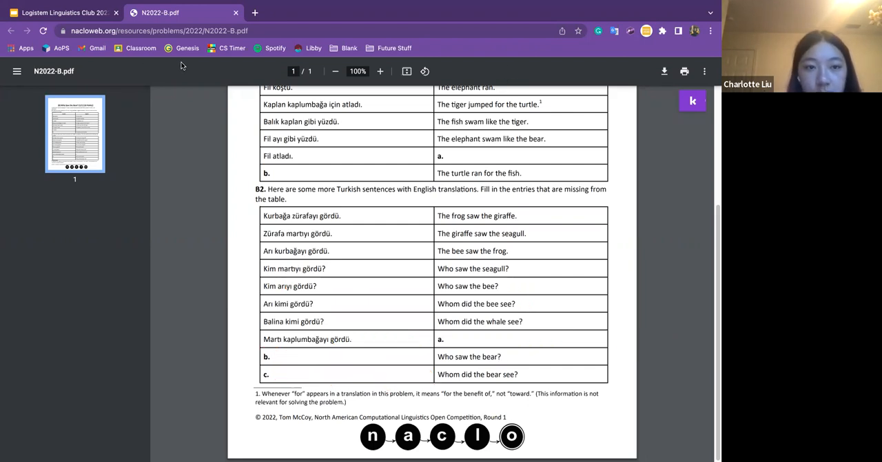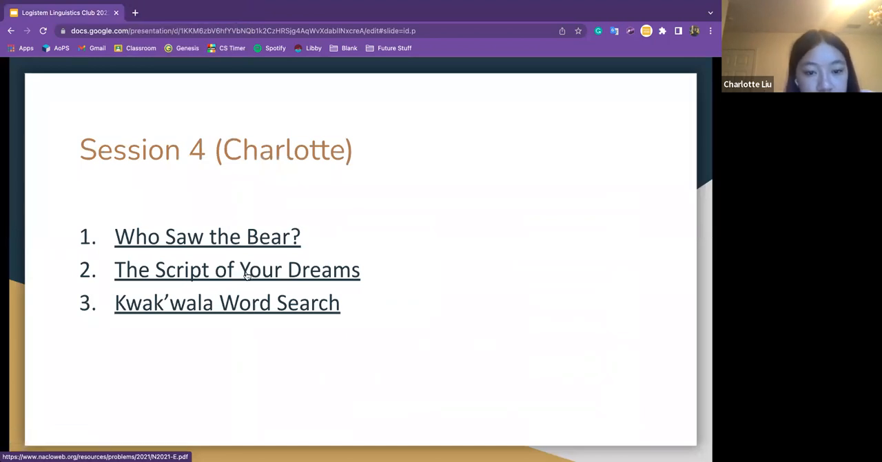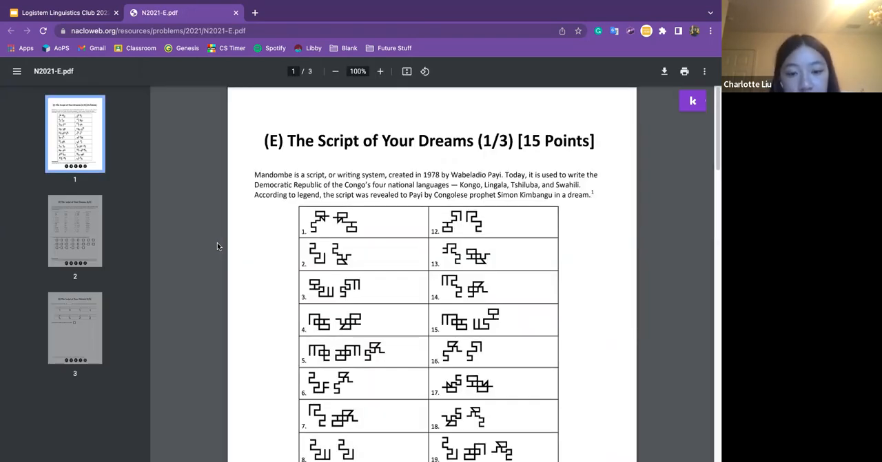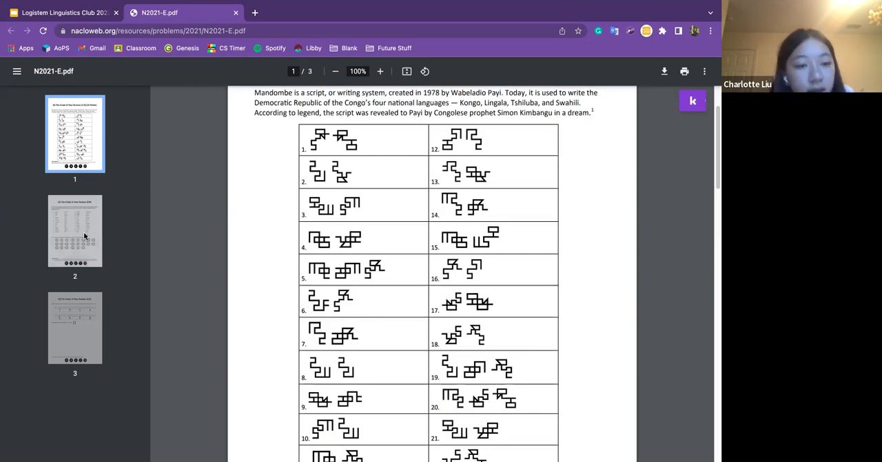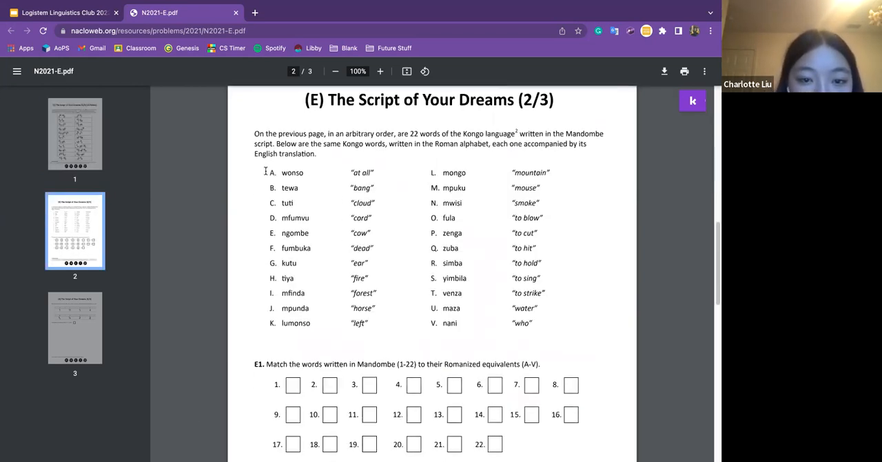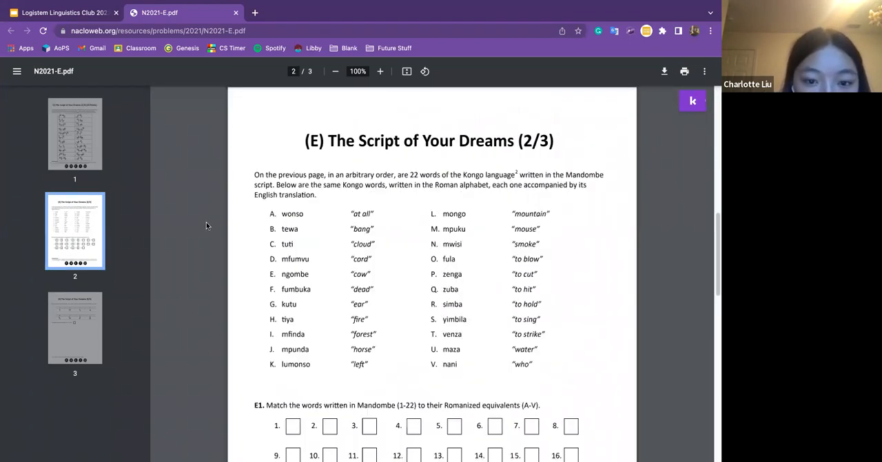Okay, when we move on to the next question, it's a bit more difficult because it involves symbols and not letters. Here we have a list of 22 words written in these symbols, and here we have the words written in the Roman alphabet, with letters. You want to match the ones from this page to these words.